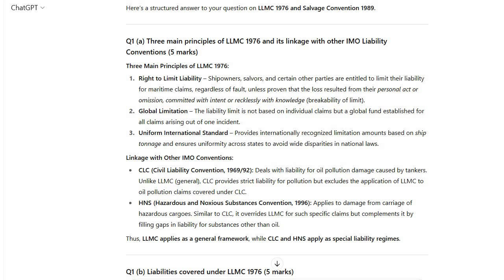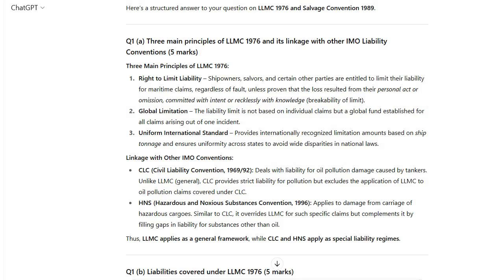Uniform international standard. Okay, this provides internationally recognized limitation amounts based on ship's tonnage and ensures uniformity across states to avoid wide disparities in national laws. Now, you might have observed that different countries have different norms towards pollution. Some countries have very stricter norms. The country may be very small in size, but their rules should not exceed the international standards.